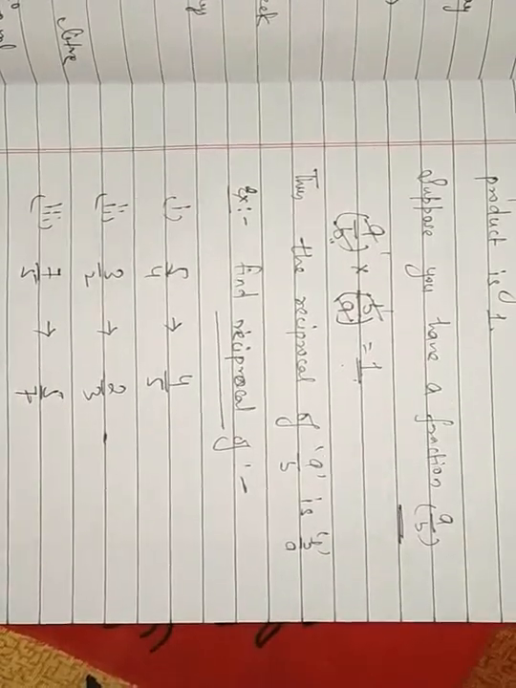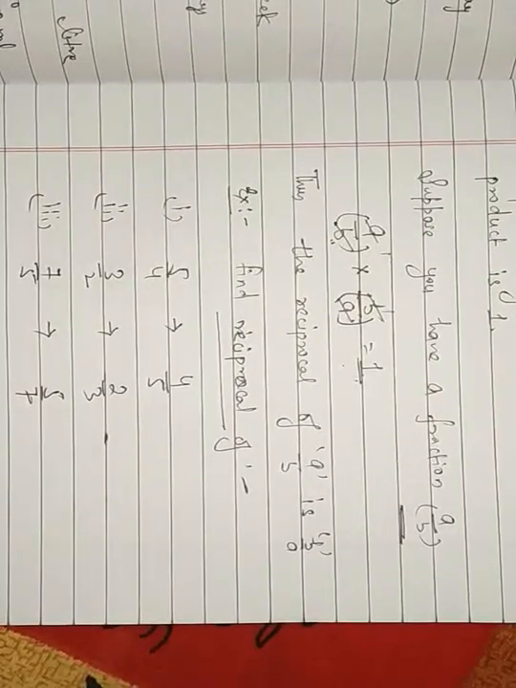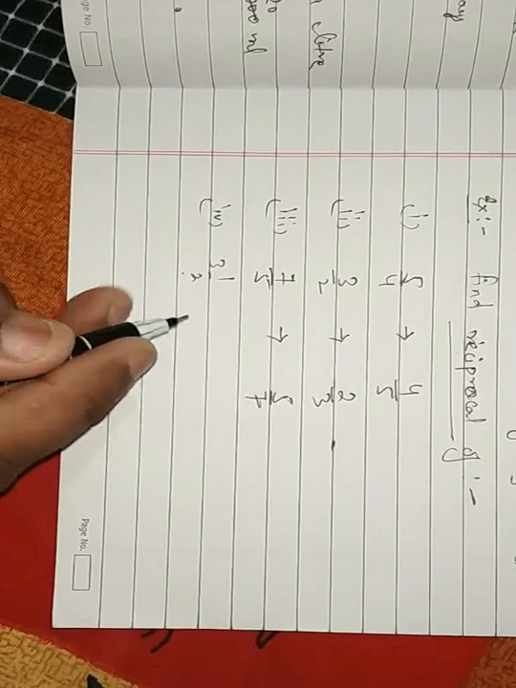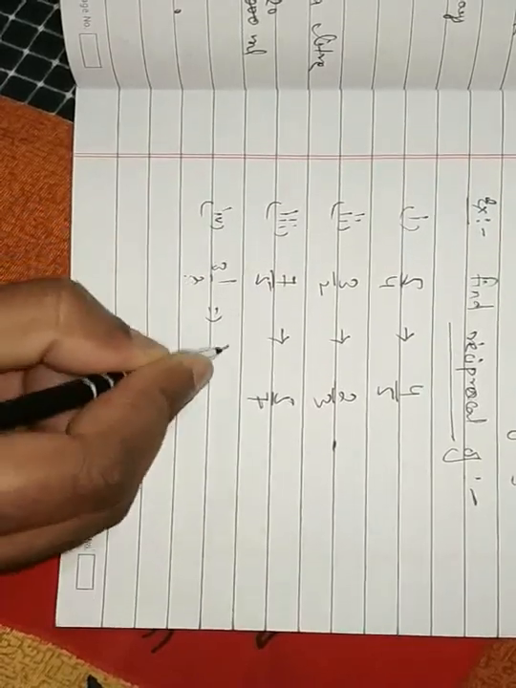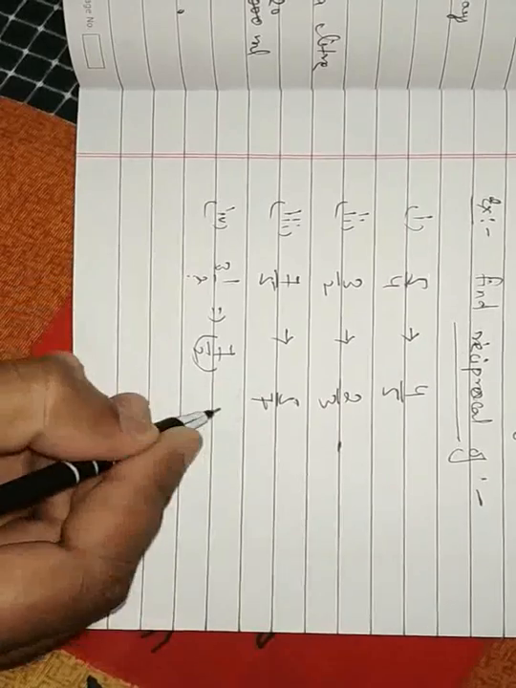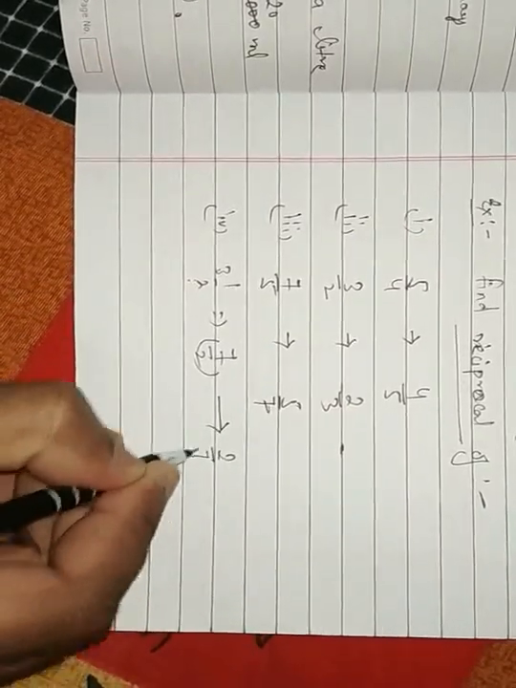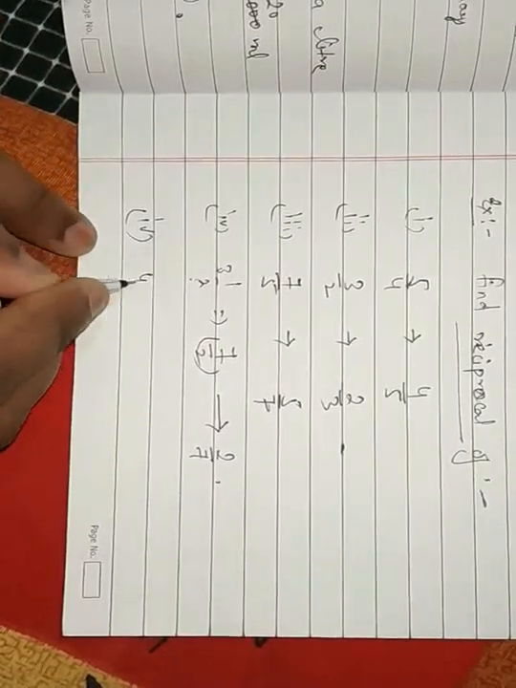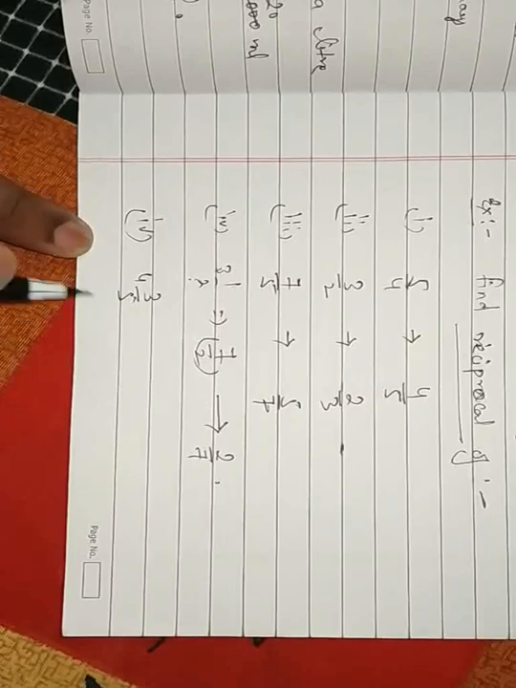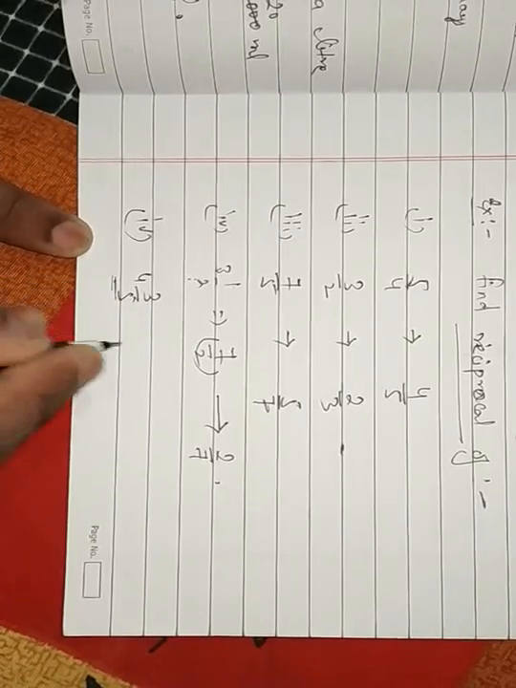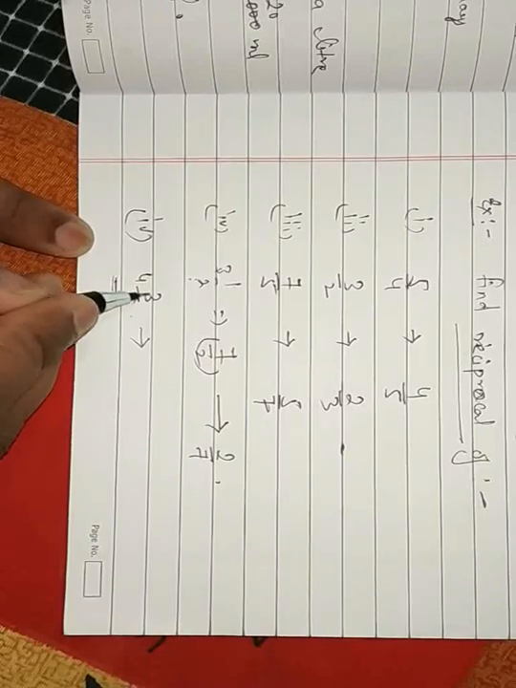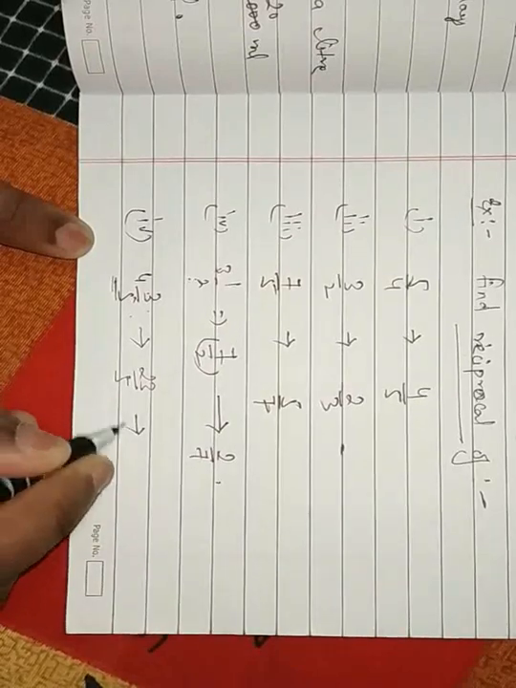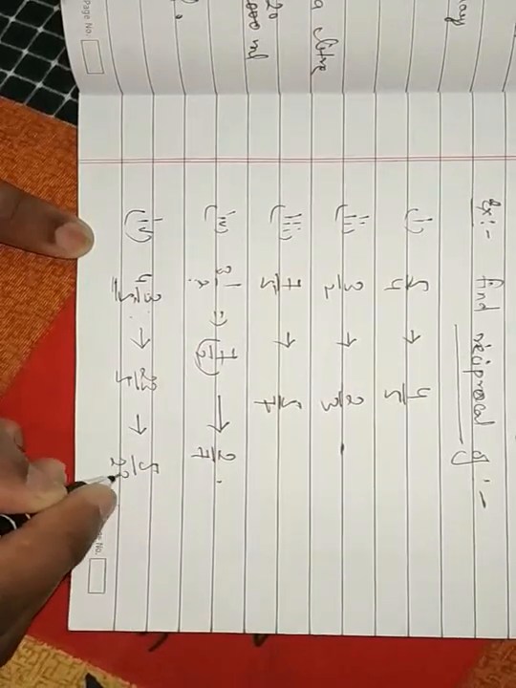If I ask you what will be the reciprocal of 3 integer 1 by 2? First of all, we will convert this mixed fraction into an improper fraction. We can write 3 twos are 6, plus 1, that is 7 upon 2. And what will be the reciprocal of this 7 by 2? 2 by 7. Let's take one more example: 4 integer 3 by 5. First of all, we'll convert this mixed fraction into an improper fraction. 5 fours are 20, 20 plus 3, 23 by 5. What will be the reciprocal of 23 by 5? It will be 5 upon 23.